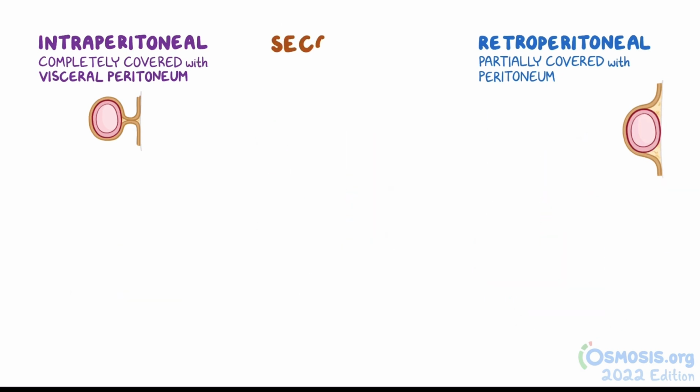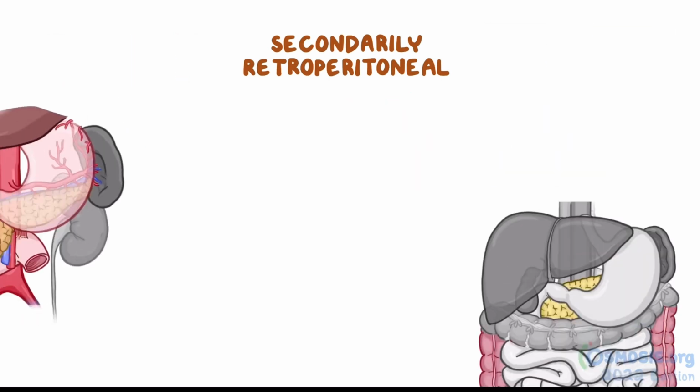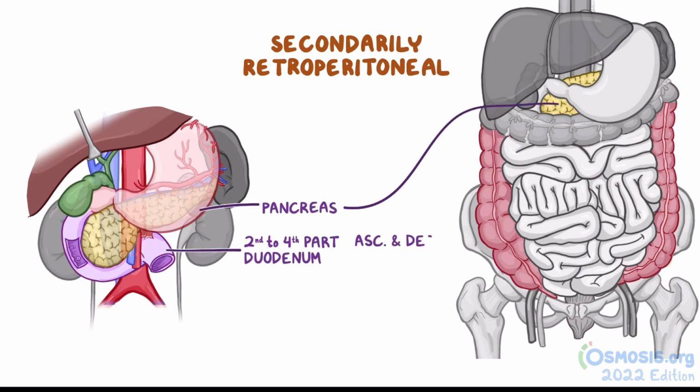There are also secondarily retroperitoneal organs, which begin as intraperitoneal but later on in development become attached to the posterior abdominal wall. The secondarily retroperitoneal organs include the second to the fourth part of the duodenum, pancreas, and the ascending and descending colon.